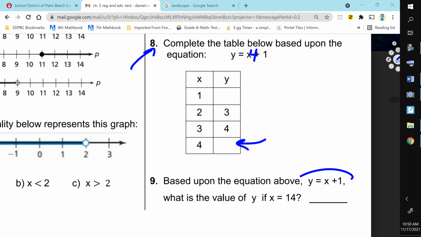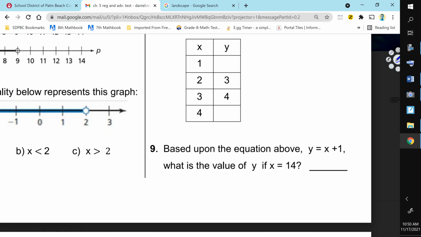And then, with the next question, number 8, you can do the same thing, but you're going to use this number, and you're going to take 14, substitute it, and whatever 14 plus 1 is, that's going to be your answer.